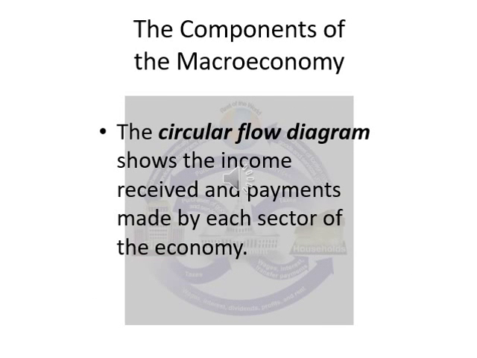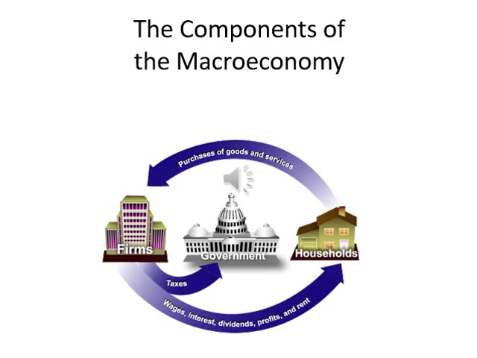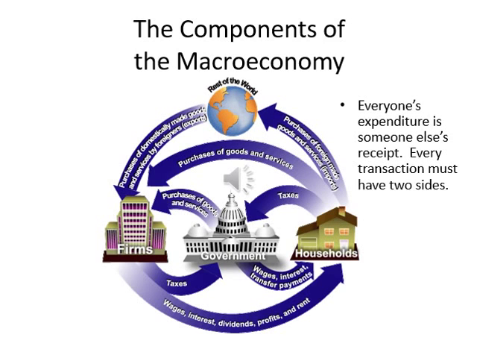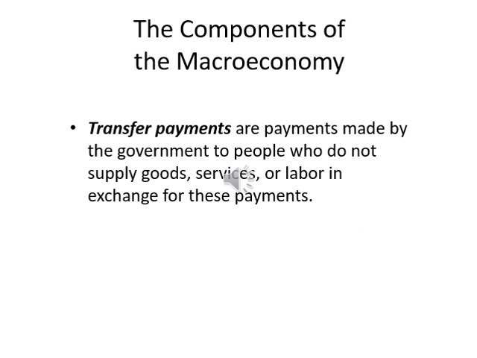The circular flow diagram shows the income received and payments made by each sector of the economy. Everyone's expenditure is someone else's receipt. Every transaction must have two sides. Transfer payments are payments made by the government to people who do not supply goods, services, or labor in exchange for these payments.